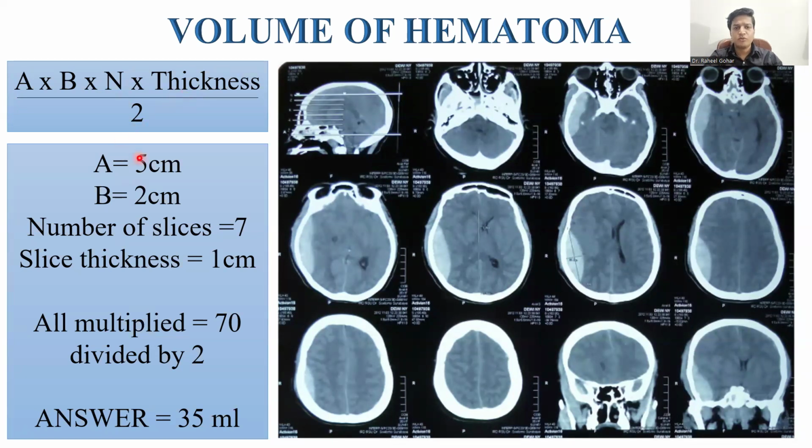So if A is 5 centimeter and B is 2 centimeter, so it is 10 centimeter, number of slices are 7 and thickness is 1 centimeter here in this picture. We multiply all these things and we get 70. We divide it finally by 2 and we get 35 ml. So this is simply the amount of volume which needs to be operated irrespective of the GCS. Okay.